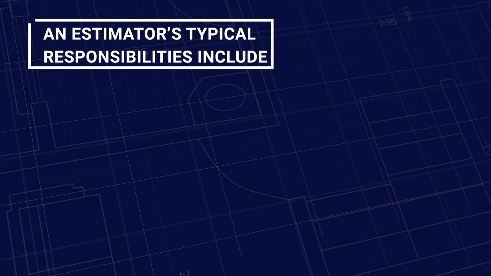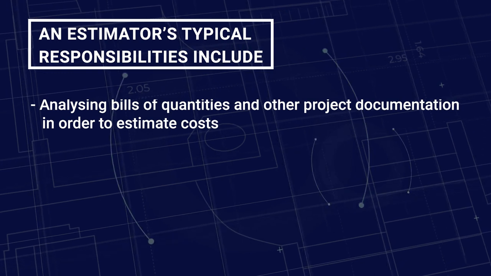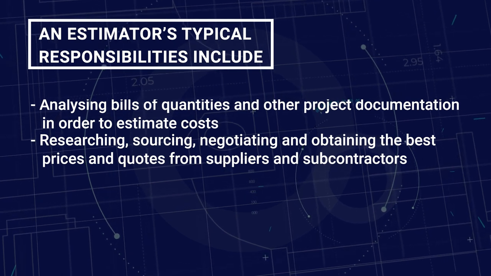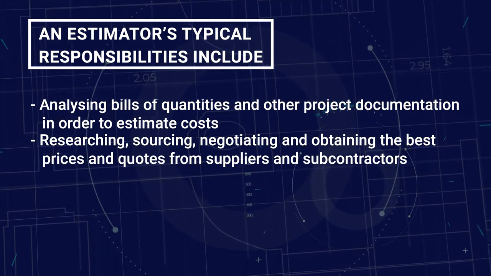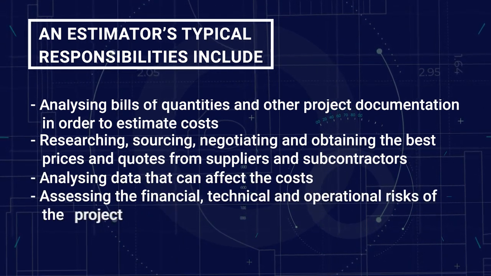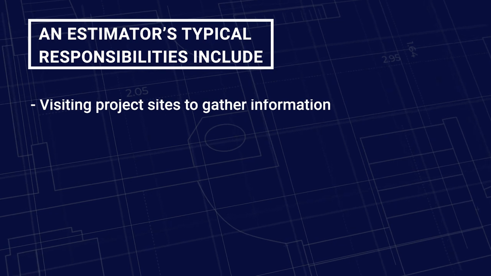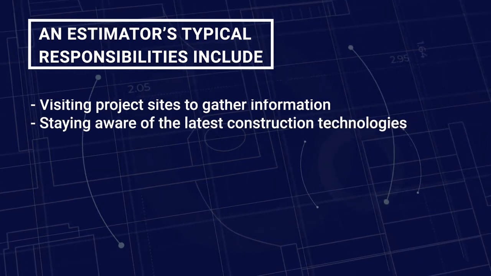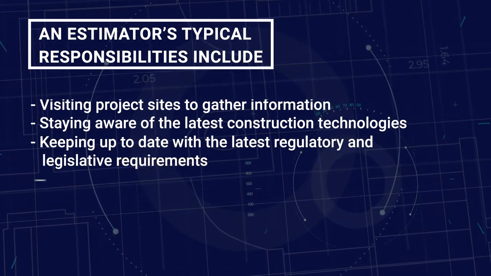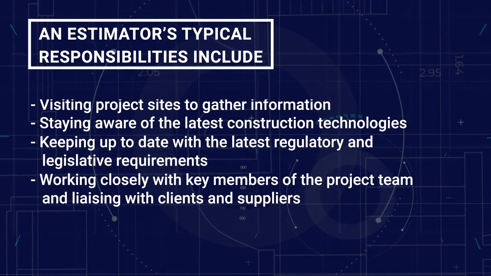An estimator's typical responsibilities include analyzing bills of quantities and other project documentation in order to estimate the cost, researching, sourcing and negotiating and obtaining the best price and quotes from suppliers and subcontractors, analyzing data that can affect the cost, assessing the financial, technical and operational risks of the project, visiting project sites to gather information, staying aware of the latest construction technologies, keeping up to date with the latest regulatory and legislative requirements. Working closely with key members of the project team such as bid manager and liaising with clients and suppliers.